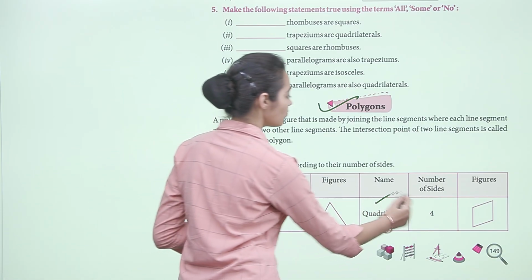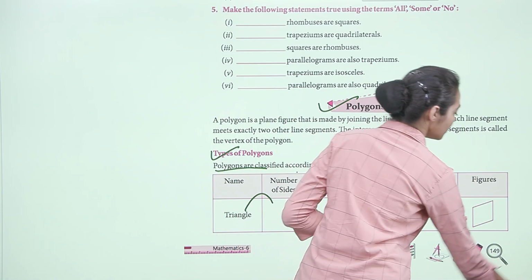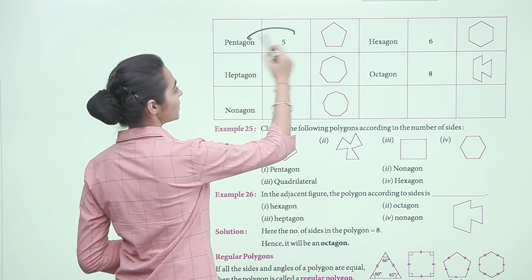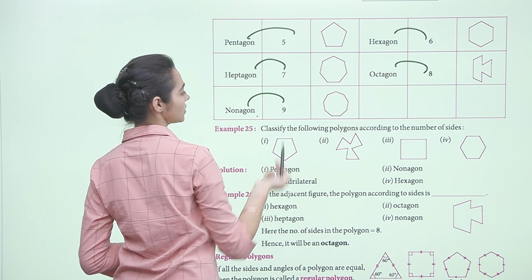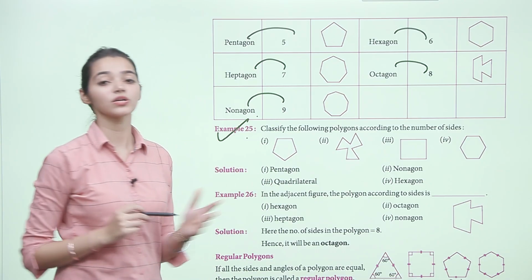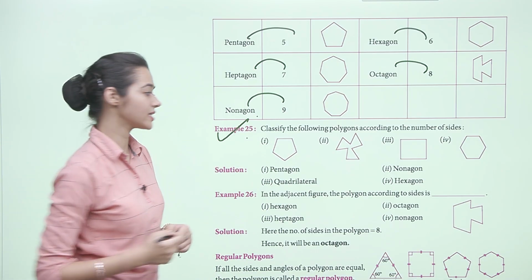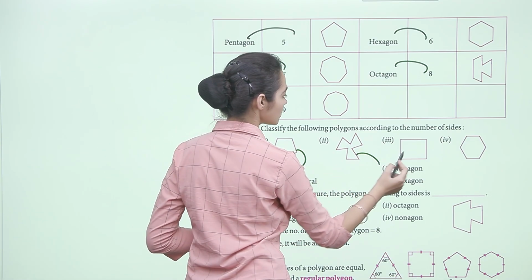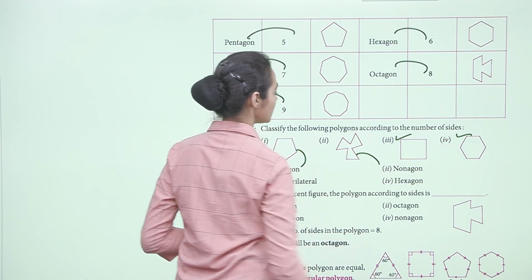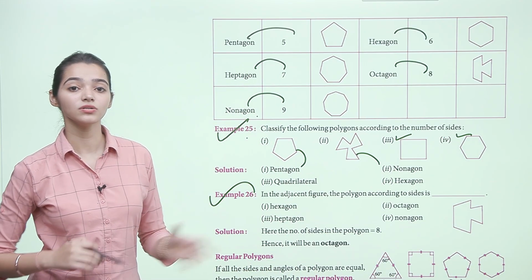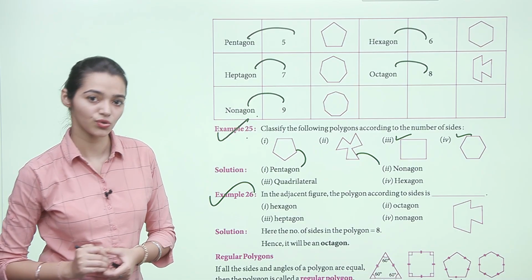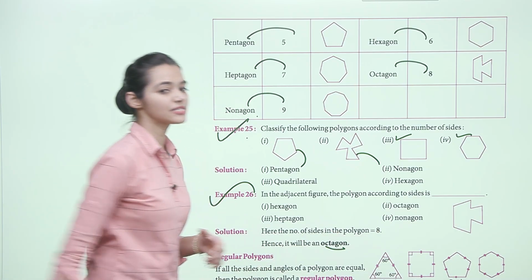3 triangle, 4 quadrilateral, 5 pentagon, 6 hexagon, 7 heptagon, 8 octagon, 9 nonagon. Example number 25, here we have to classify the polygons according to the sides. First one is a pentagon, second is a nonagon, third is a quadrilateral and fourth is a hexagon. Example number 26, in the adjacent figure, the polygon according to its sides is octagon because it has 8 sides.